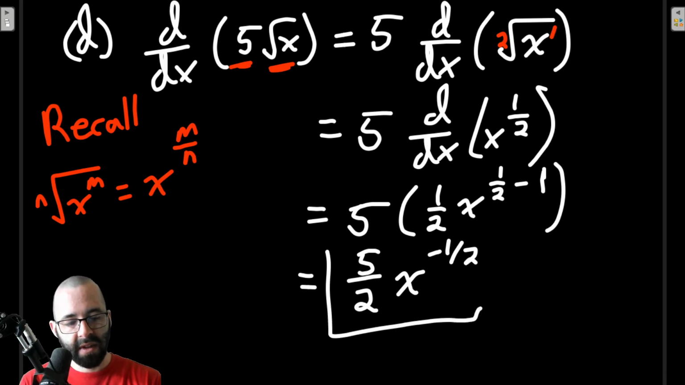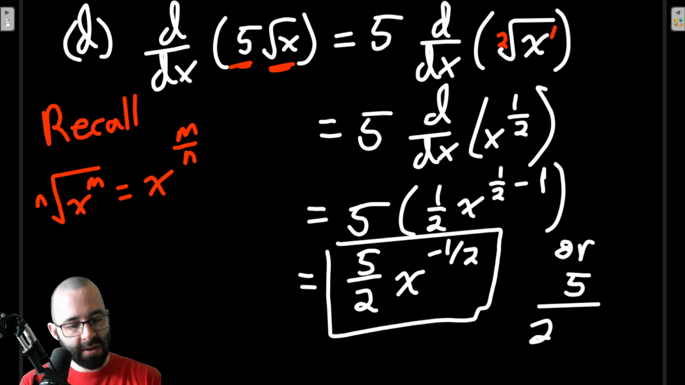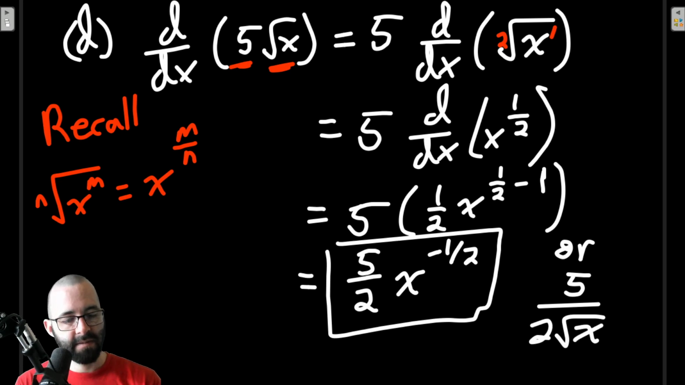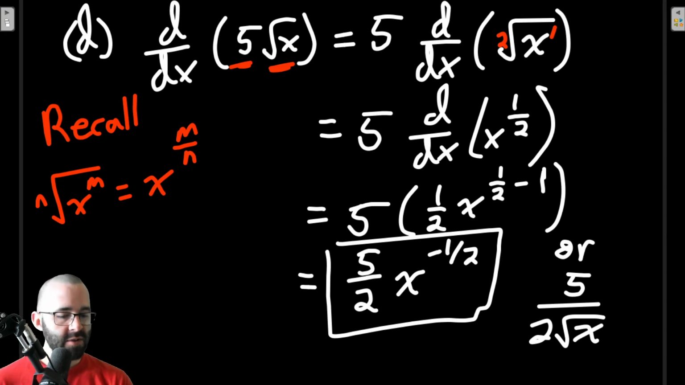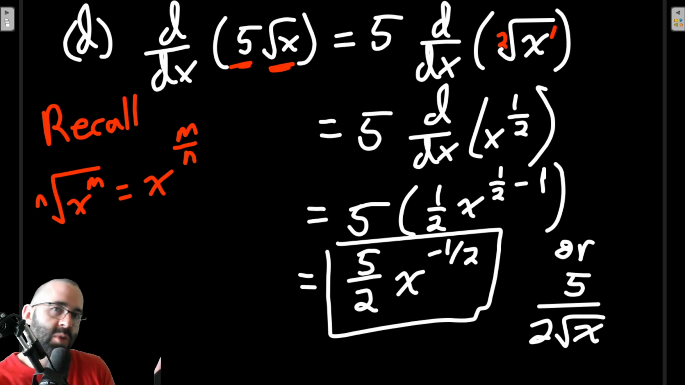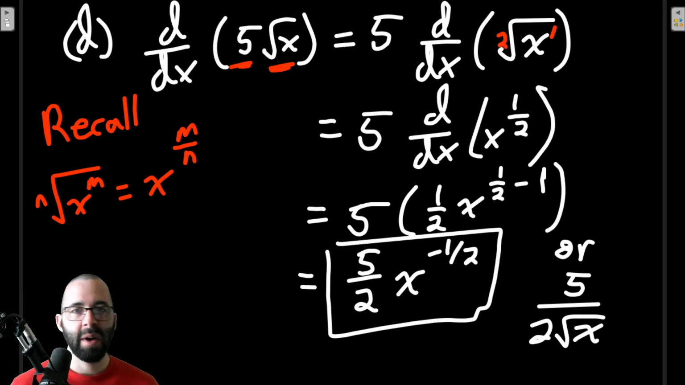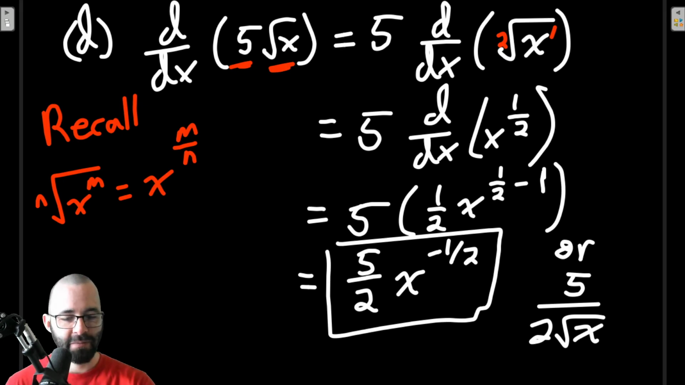And just like before, this is perfectly acceptable. But if you wanted some more practice, you could write this as 5 divided by 2 times the square root of x. And that's a good answer as well. So it's really good practice to be able to use both forms. Sometimes one form is more useful, sometimes the other form is more useful. All right. If you're curious about when that is, feel free to ask me. Let's go on to the next rule.